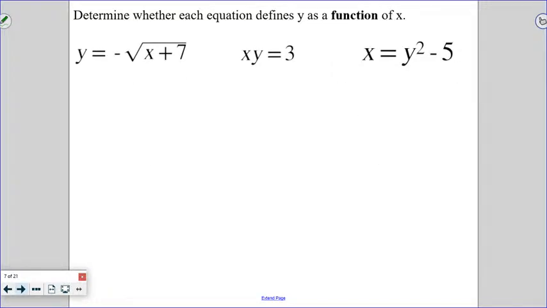So let's go ahead and try that out. I want you to look through these three equations and decide on each one if you would decide that it is a function or not a function.